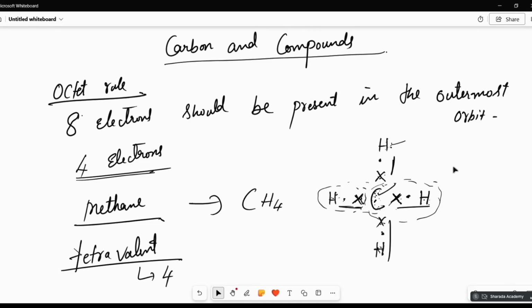A covalent bond is not as strong as an ionic bond. So the melting point and boiling point of covalent compounds will be less when compared to ionic compounds.